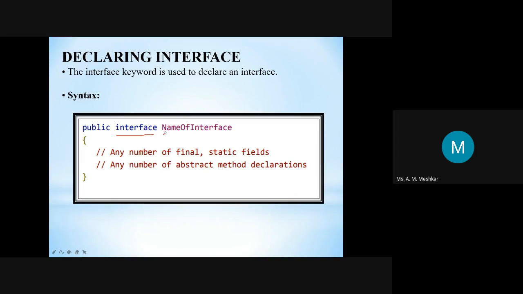आपको ये कीवर्ड यूज करना है और उसके सामने नेम ऑफ द इंटरफेस लिखना है, और फिर ओपनिंग एंड क्लोजिंग ब्रैकेट, and inside this the declaration of the fields and method.